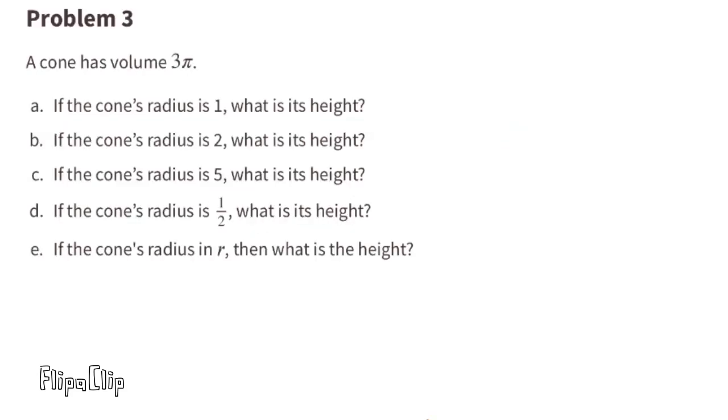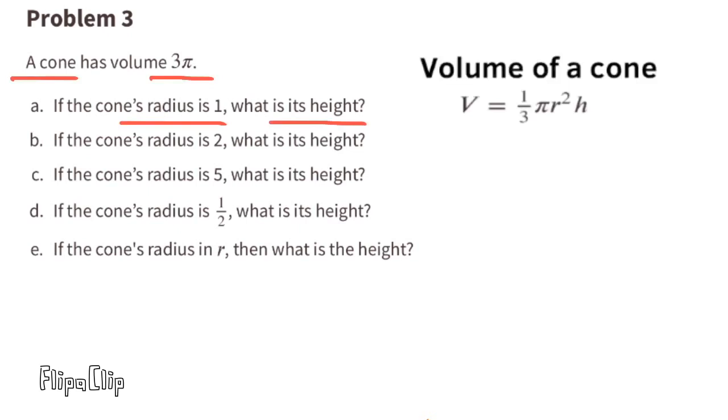Problem number 3. A cone has volume 3 pi. Remember, the formula for the volume of a cone is 1/3 times pi times r squared times h. A. If the cone's radius is 1, what is its height? When the radius is 1, we can substitute the r with a 1. r squared, or 1 times 1, is 1.